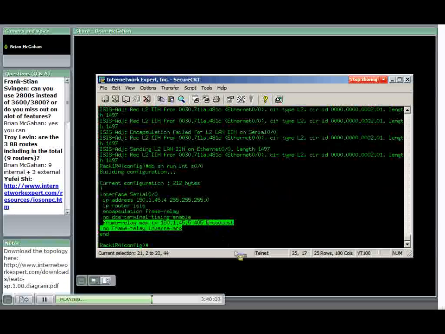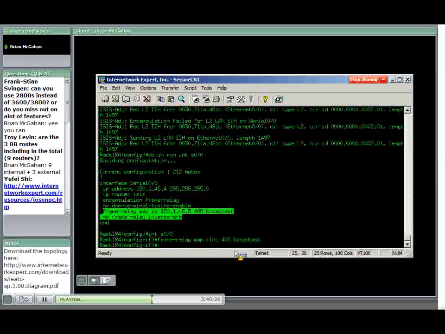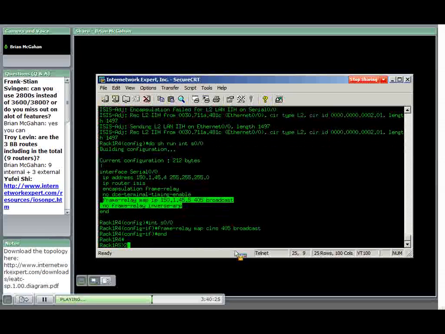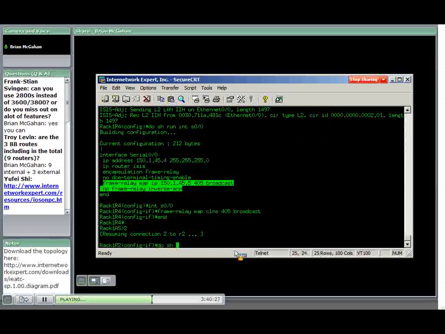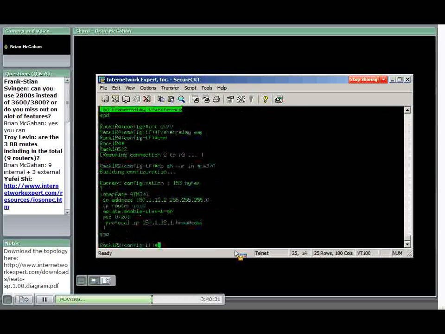Because if we look at the interface, we can see we have a mapping for IP, but since IS-IS is not part of the IP stack, this command here, frame relay map IP, is not going to provide transport for it. So what we need to do in addition to this is that we also need to map CLNS, which is also going to resolve the circuit 405. And we're going to include the broadcast keyword there.